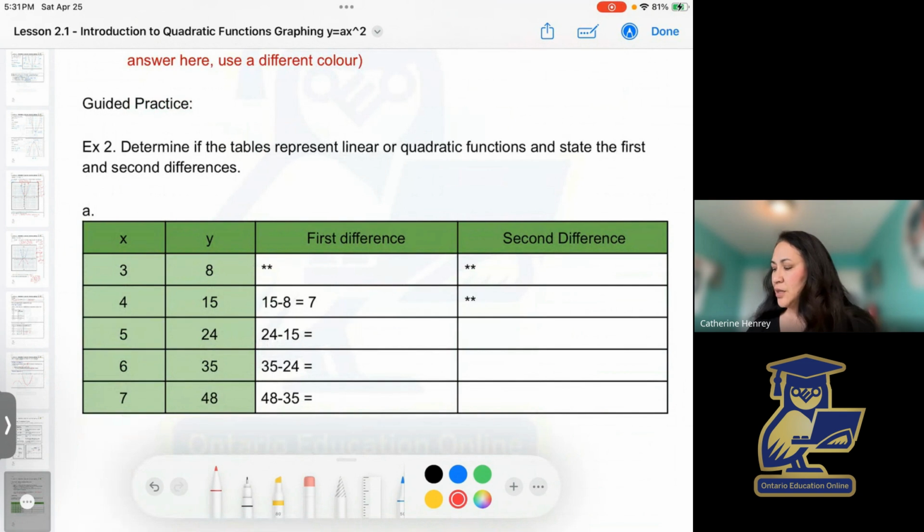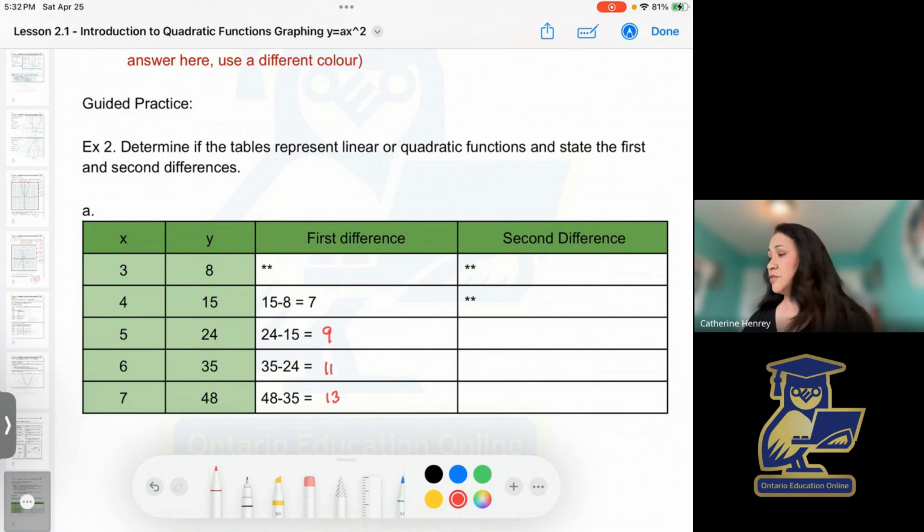And then we want to take a quick look at these charts where we can find the first and second differences and determine if we are looking at a quadratic or something linear. So here we start with 15 minus 8 is 7. 24 minus 15 is 9. 35 minus 24, 11. 48 minus 35, 13.